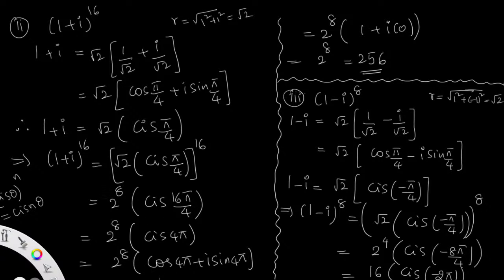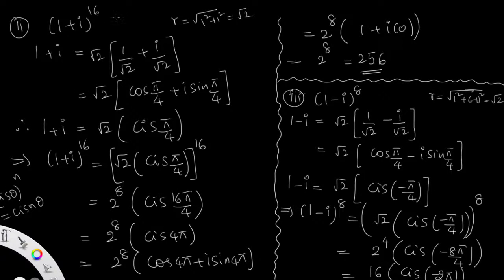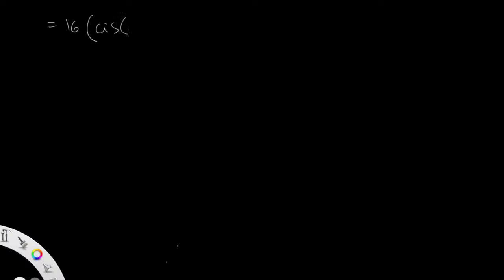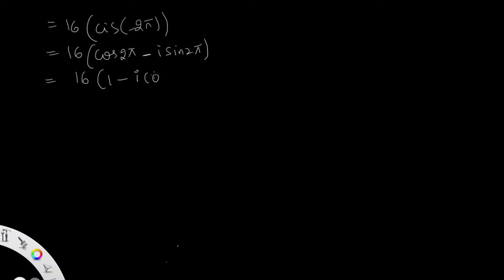So next, go to the next page. Root 16 into cis of minus 2 pi, what we got. So that is written as 16 times cos 2 pi minus i sin 2 pi. Cos 2 pi is nothing but plus 1, sin 2 pi is nothing but 0. Then you get the answer as 16.